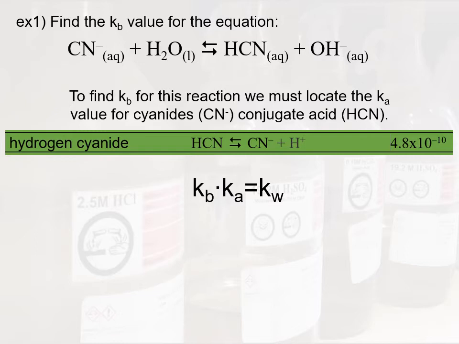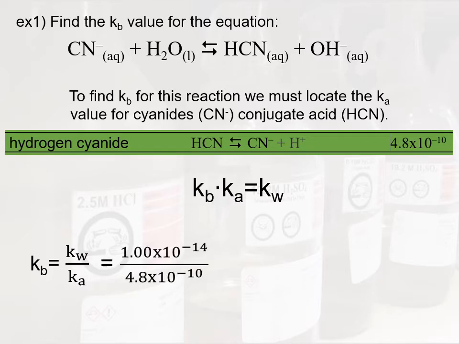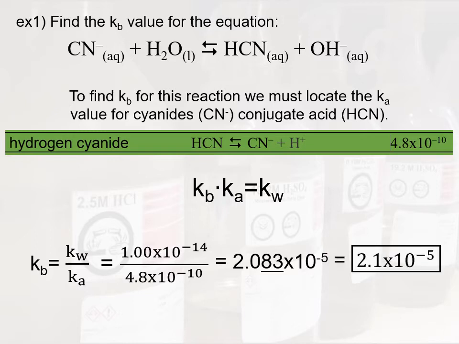Now we know that Kb multiplied by Ka equals Kw. So if I'm looking for Kb, I have to isolate Kb by dividing both sides by Ka. Kw is 1 times 10 to the negative 14, and from the green sheet, we know that the Ka value is 4.8 times 10 to the negative 10. We run it through our calculator, and the Kb value for cyanide is 2.1 times 10 to the negative 5.